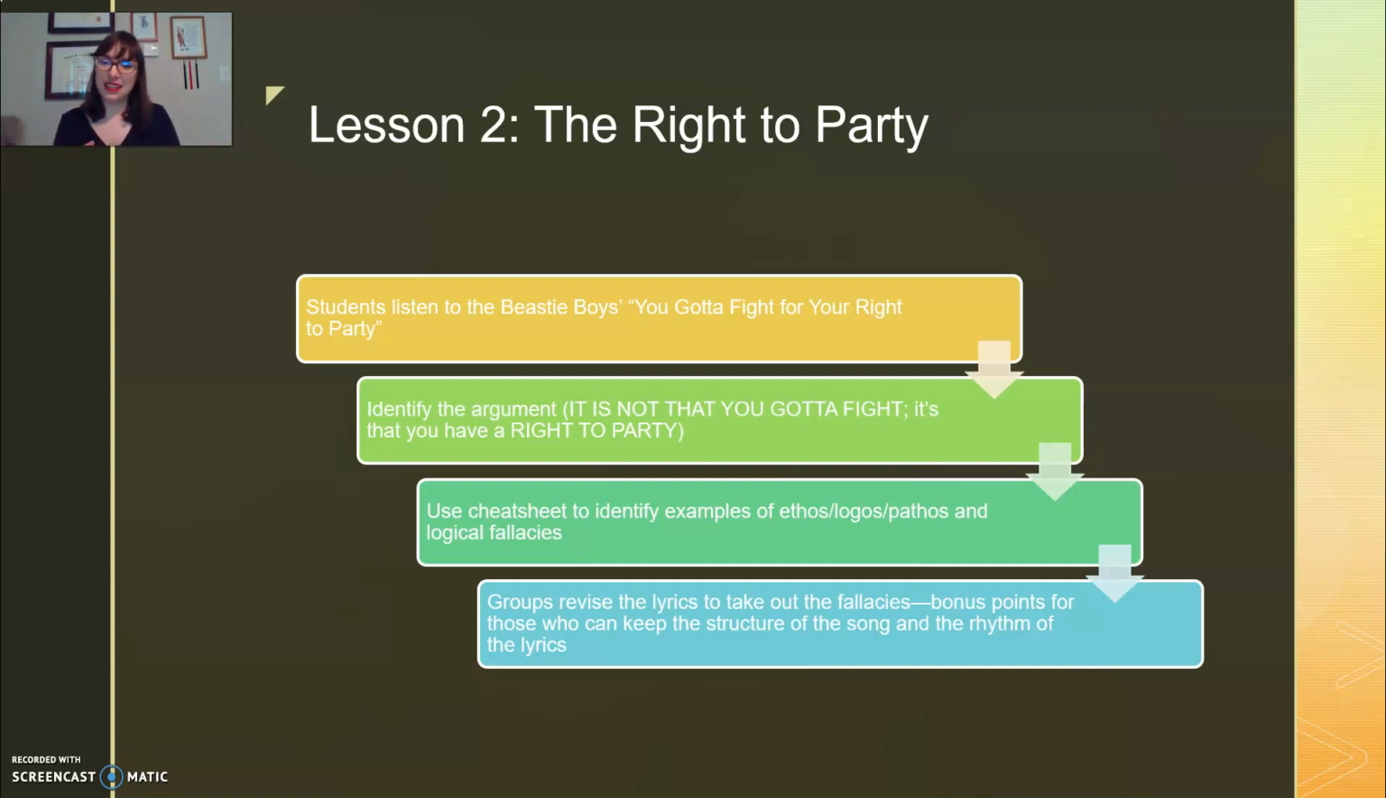Then students would get into groups and use their cheat sheet to identify examples of ethos, logos, and pathos and any of those logical fallacies. And they get to revise the lyrics to take out the fallacies. Students who can keep the structure of the song and the rhythm of the lyrics will then get bonus points for doing so and compete for a class prize. So I've done something similar in the past. Students really love this, and they think it's very fun, and it gets them riled up.